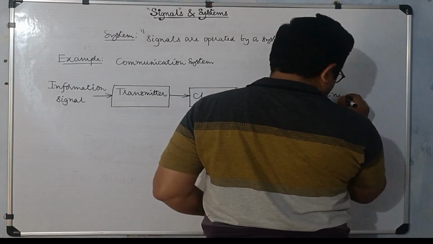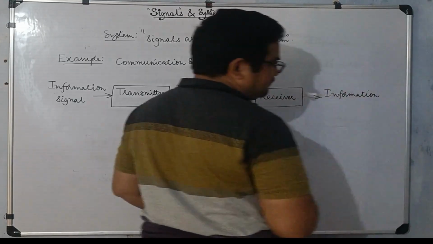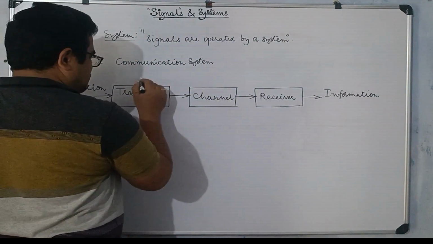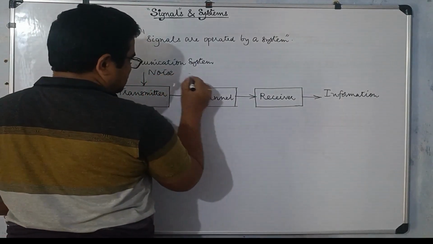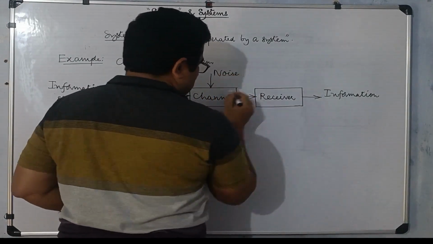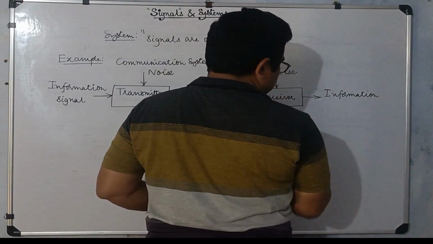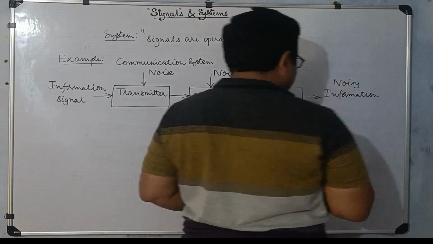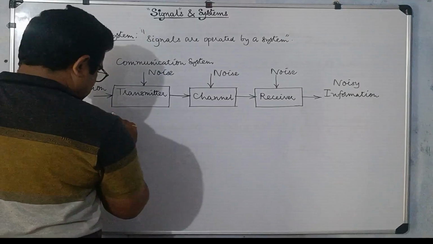Whatever information I am transmitting, the same information I am getting back at the receiving end. But usually what will happen is, along with the original information, some noise is added during transmission. The noise is being added to the signal. So we can say the received information is noisy information.